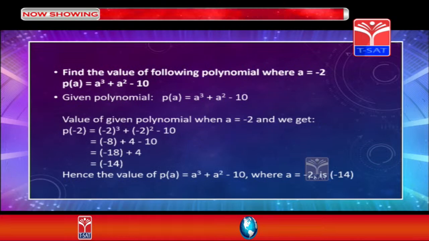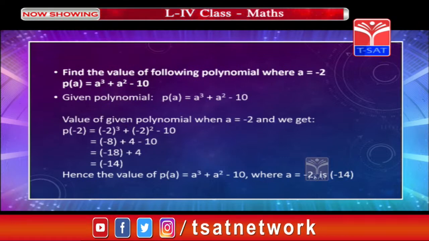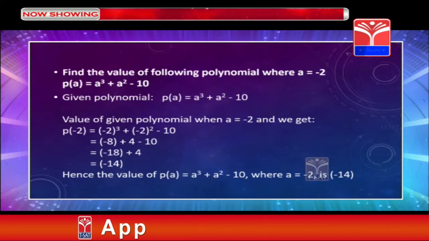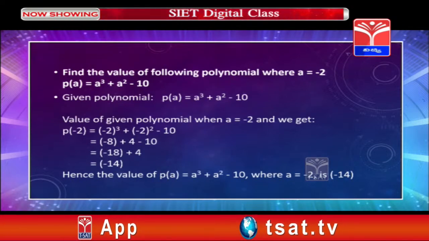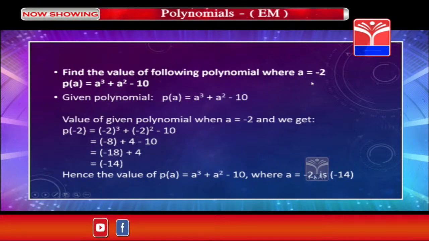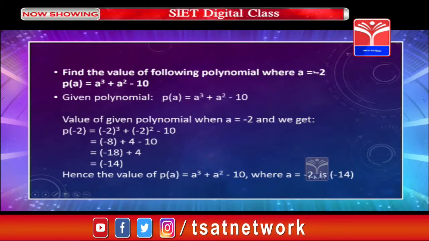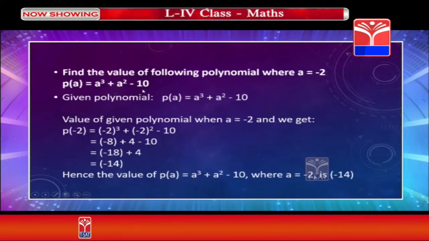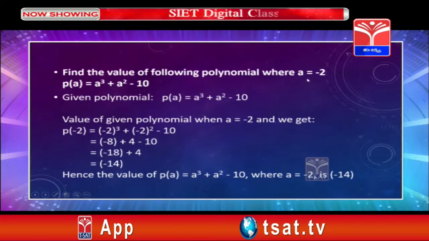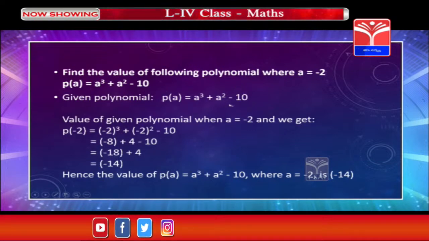So, like this you can find the value. Now I am taking one more example. Find the value of the following polynomial where a is equal to minus 2. Okay, a equal to minus 2 means you are going to find the value of P of minus 2. Is it clear? So, you have to find the value at a equal to minus 2. P of a is equal to a cube plus a square minus 10. You have to substitute the value minus 2 in the place of a. The given polynomial is a cube plus a square minus 10.